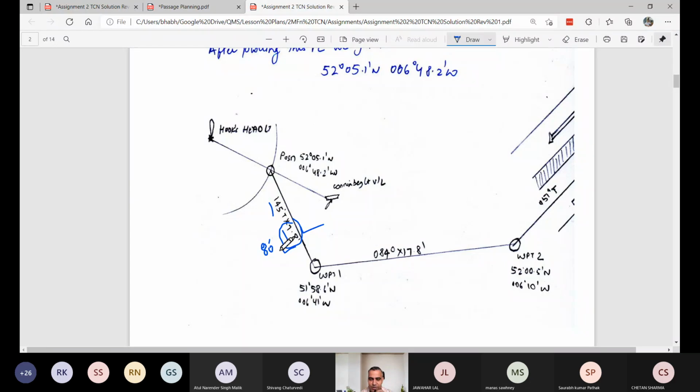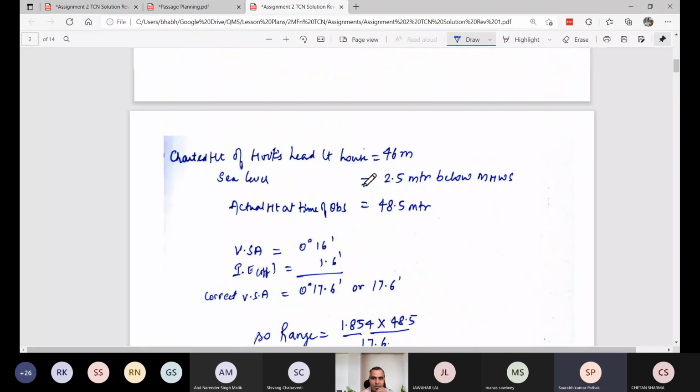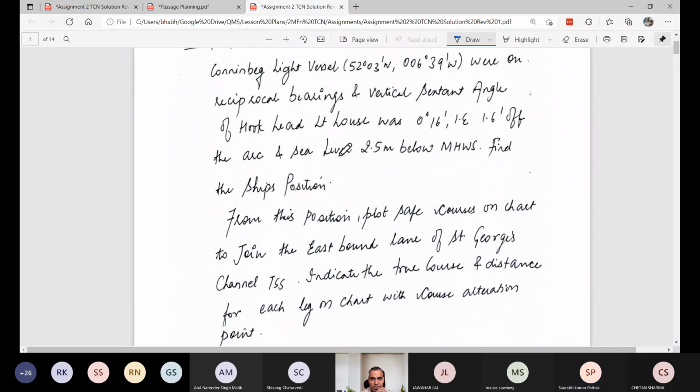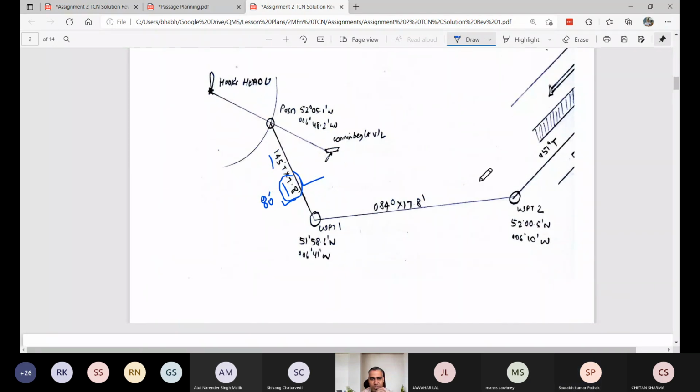Okay, sir. And sir, इसमें like ड्राफ्ट वगैरह assume करके नहीं कुछ mention करना है या फिर ऐसे direct बस plot कर देना है? See, beta, if it is mentioned in the question anywhere that draft is so much, then you can take care of it while doing the passage plan. If nothing is mentioned, you can assume any draft of your choice.